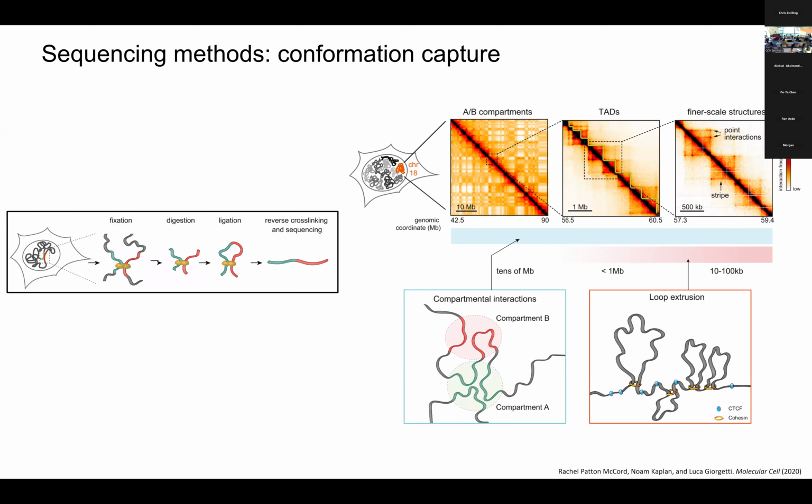So the most popular method to study genome architecture is the conformation capture technique. Essentially, we fix the cell, then we digest the DNA and then we ligate. Then we pull the pieces of DNA down and send them for sequencing. So we are able to figure out which pieces of DNA were in close proximity in fixed cells.